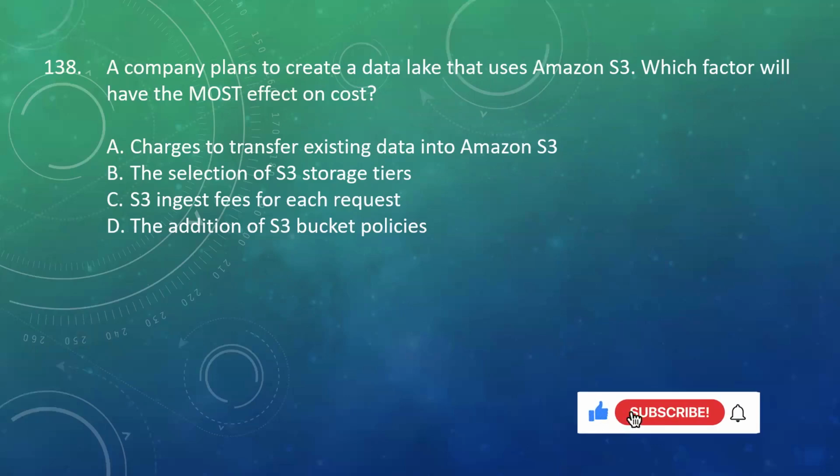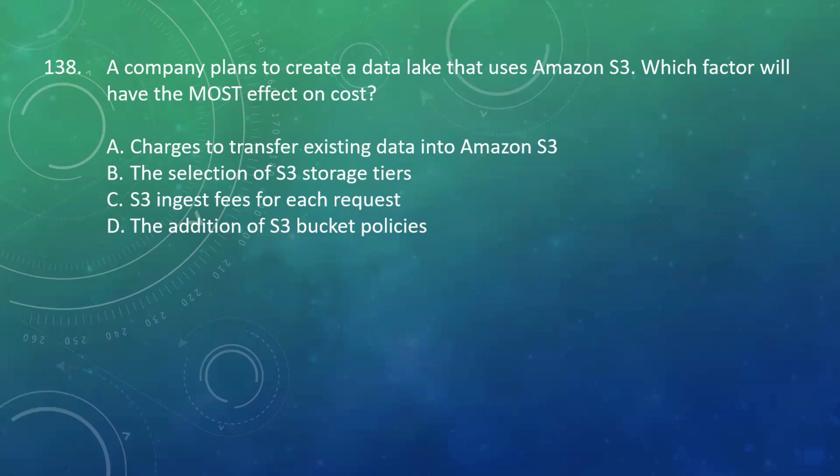Now you need to choose the option which will have most effect on cost. There can be multiple options which have effect on cost, but you need to choose the one which has the most effect. The storage class used in S3 can definitely have impact on the cost of the data lake. Different storage classes have different pricing tiers. For example, using the Glacier storage class for infrequently accessed data can be much cheaper than using the standard storage class for frequently accessed data. So the correct answer is option B, the selection of S3 storage tiers.